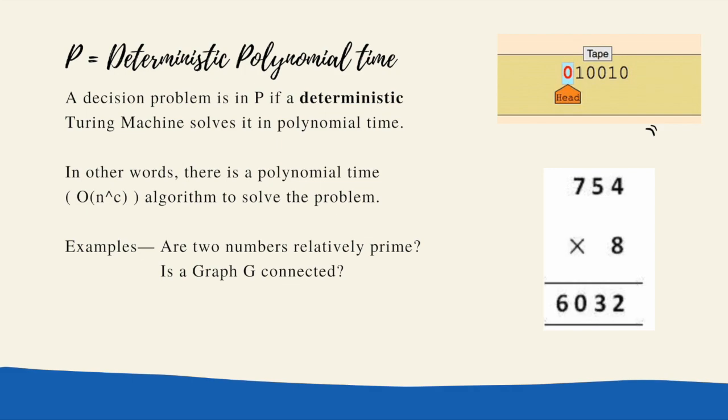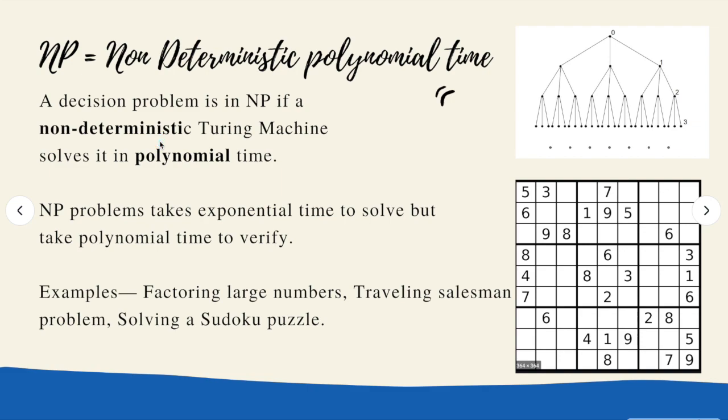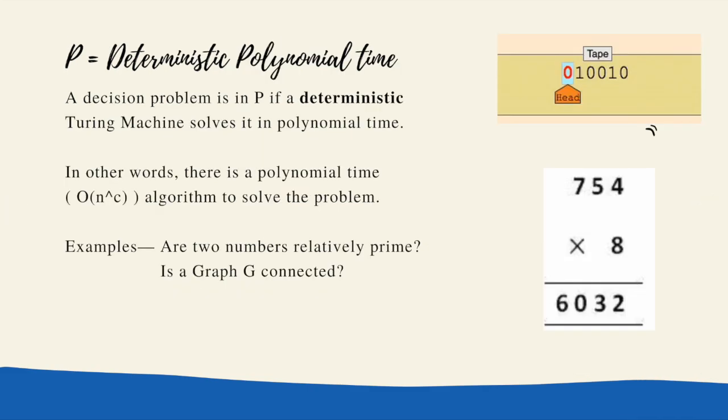So what is P? P is any decision problem that is solvable by a deterministic Turing machine in polynomial time. So I have polynomial time here, and any deterministic Turing machine that solves it in polynomial time. In other words, there is a polynomial time algorithm. A polynomial time algorithm is of the form n to the power c that is known to solve the problem. This is the definition you should be fine with if you do not have an understanding of what a deterministic Turing machine is.